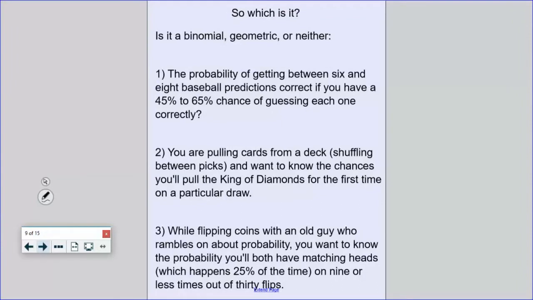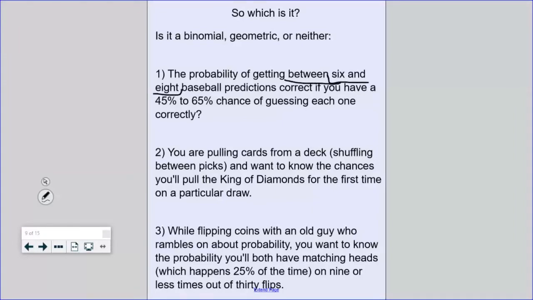So let's figure out which one of these is which. So number 1, I want to know, is this a binomial, is it a geometric, or is it neither? Number 1: the probability of getting between 6 and 8 baseball predictions correct if I have a 45 to 65% chance of guessing each one correctly. Well, the first thing is, nowhere in 1 is it asking me when I first get one correct. In fact, it talks about getting between 6 to 8 correctly.